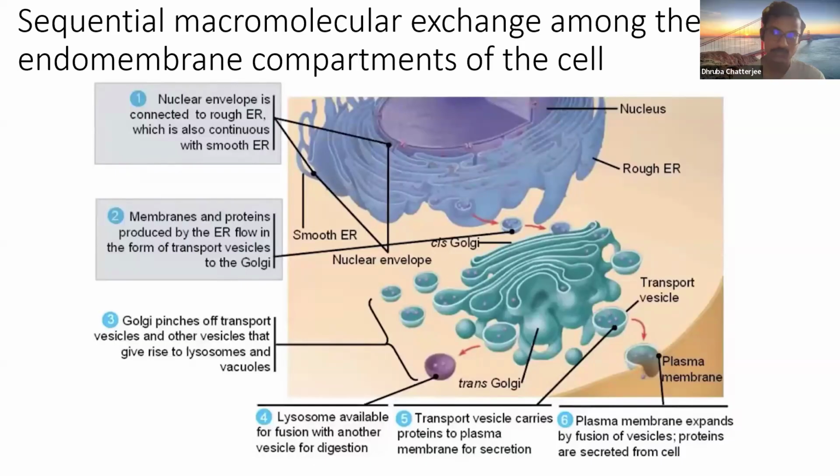So how does a cell know which compartment a particular protein is to be transported to? The answer is that all the proteins have certain unique sorting signals, certain unique amino acid signals, which are kind of the identities for the cell to know that this protein is destined for this particular cellular compartment.